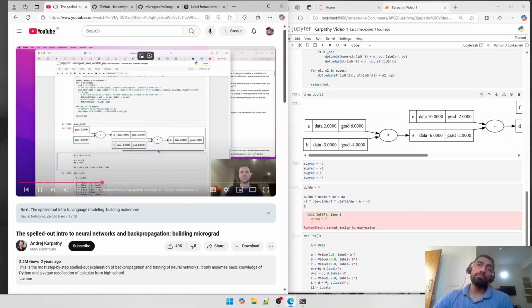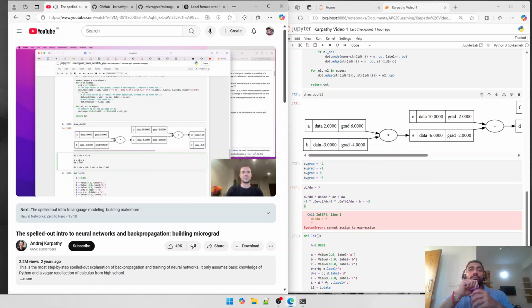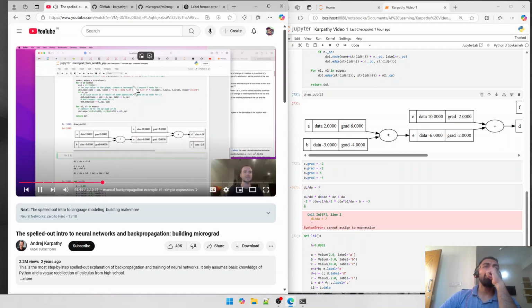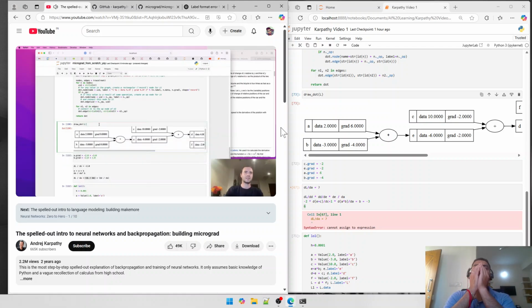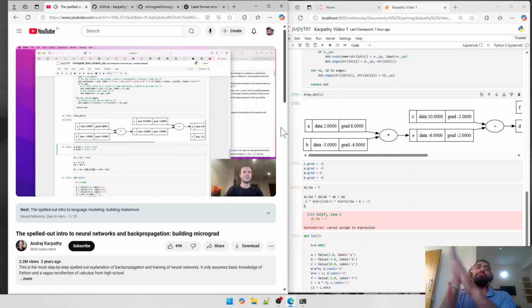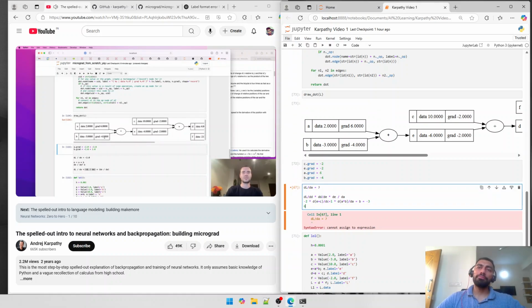I'm not going to rederive it. But if you want to differentiate this with respect to A, you'll just get B, the value of B, which in this case is -3.0. So A dot grad, applying the chain rule here, is dL by dE, which we see here, times the value of B, which is -3. So these are our claimed derivatives. Let's redraw. We see here that A dot grad turns out to be 6, because that is -2 times -3. And B dot grad is -2 times 2, which is -4.